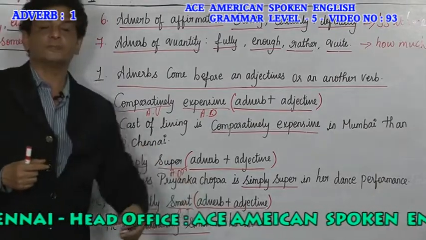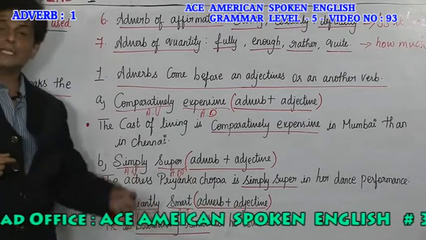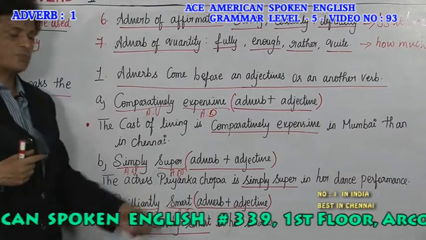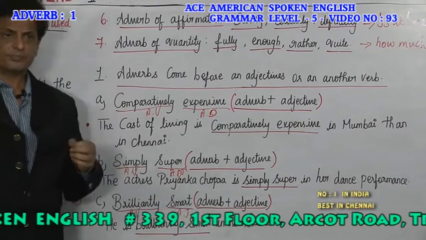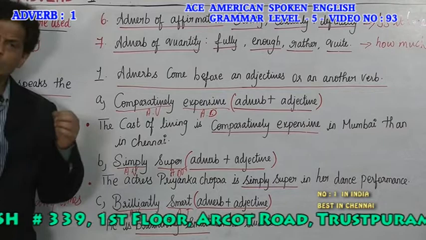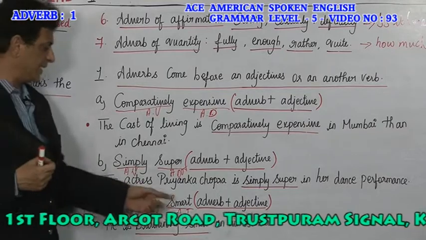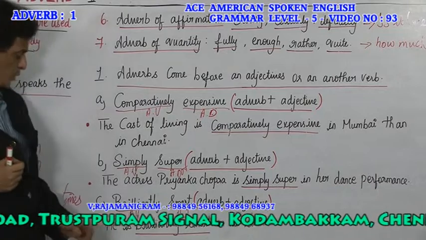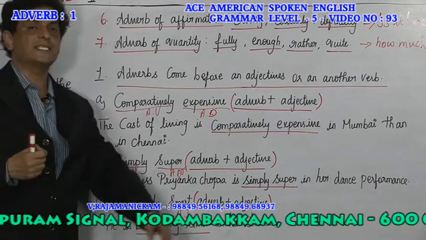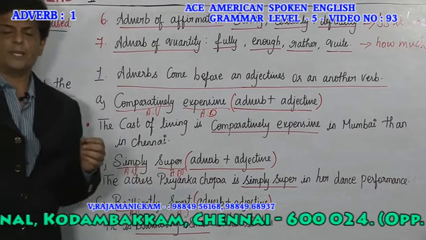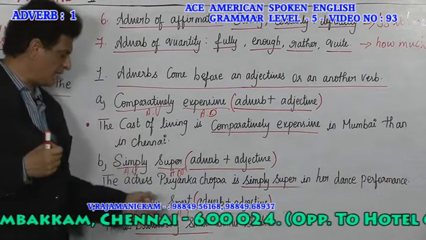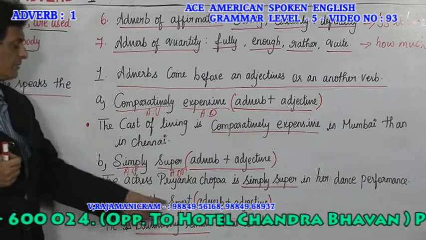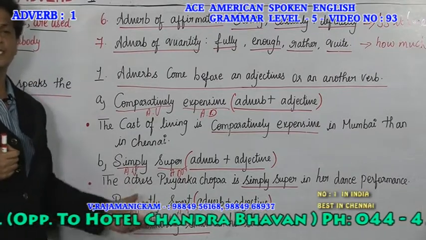Brilliantly smart. Brilliantly என்றால் மிக பிரமாதமாக, அறிவுபூர்வமாக. Smart என்றால் நல்ல புத்தி வாய்ந்த. Brilliantly adverb, smart adjective. He is brilliantly smart in his studies. அவன் தன்னுடைய படிப்பிலே பிரமாதமாக அறிவுபூர்வமாக இருக்கிறான். இந்த brilliantly adverb, adjective smart-க்கு முன்னாடி வருகிறது.